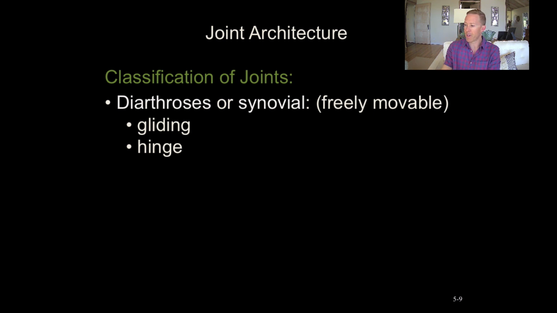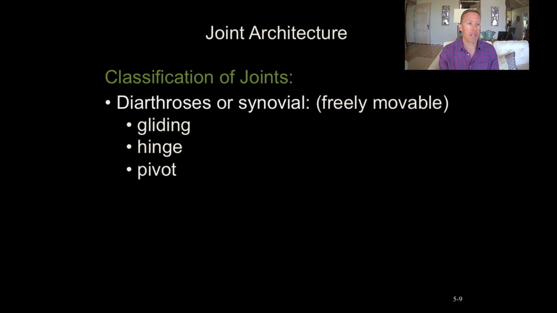We have hinge joints, so the elbow fits into a hinge joint category where it basically allows one plane of motion, flexion and extension, so the elbow joint is a good example of hinge. You might think of the knee as a hinge, but your knee joint actually allows some rotation. It seems mostly like a hinge, but it's slightly different.